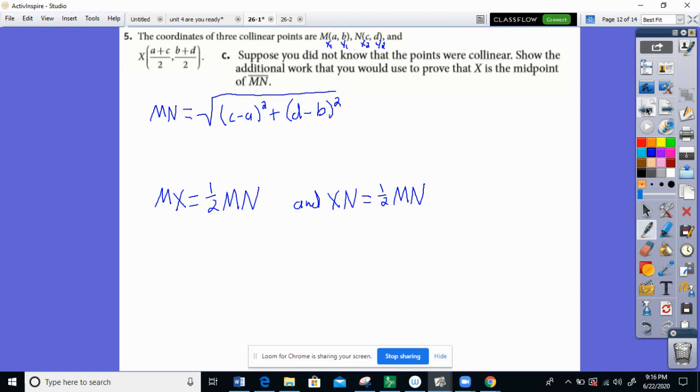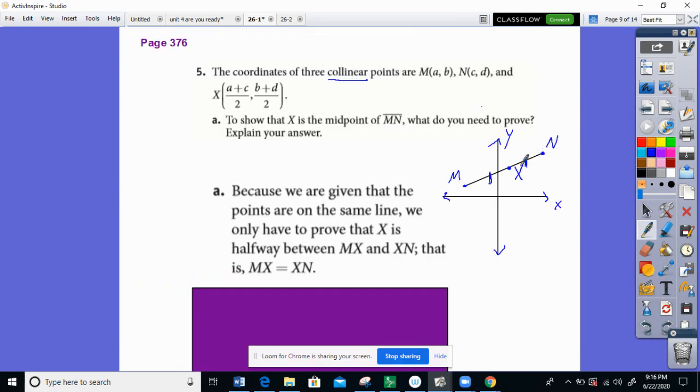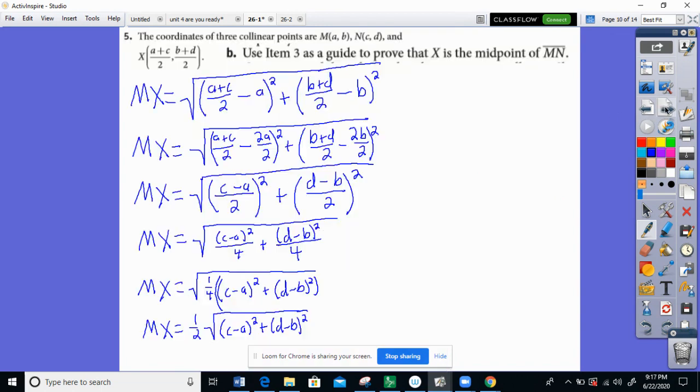So that would only be true if x were the midpoint. If point x were way out here, then mx and xn could be the same, but the length of mx would not be exactly half the length of segment mn. That proves that point x is collinear with m and n, and therefore is the midpoint.